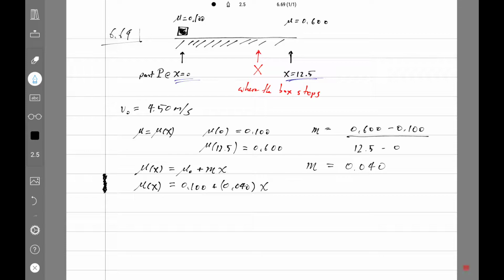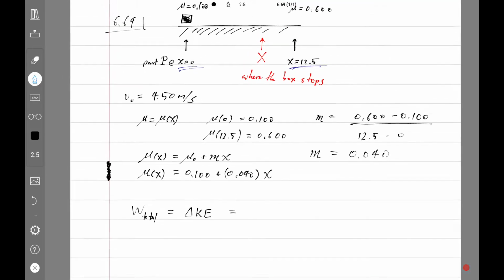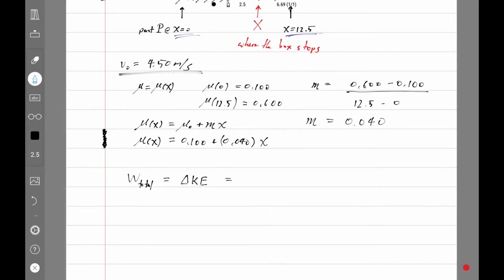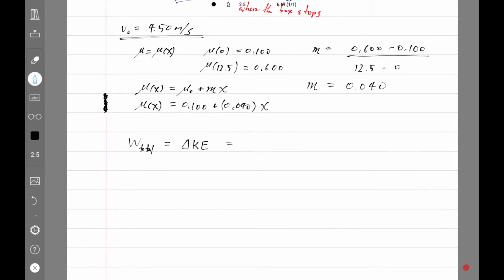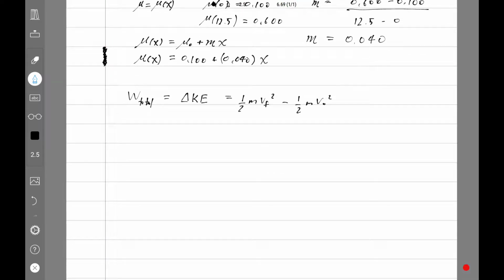Let's see. So the next thing we've got to do is we've got to know that the total work done on the box will be equal to the change in the kinetic energy. So we know that the box starts off with an initial velocity, so therefore it has an initial energy. And you might ask, well, kinetic energy is 1/2 mv squared. Right? So the change in kinetic energy is 1/2 mvf squared minus 1/2 mv naught squared. And we don't know m.